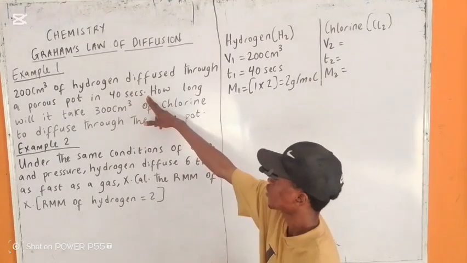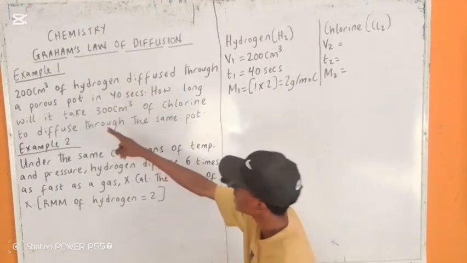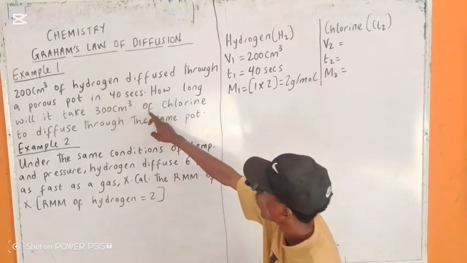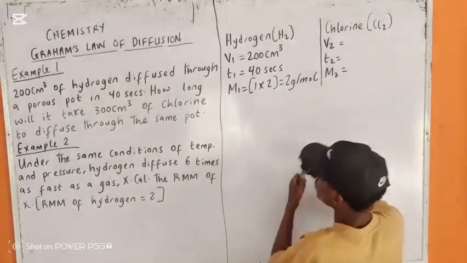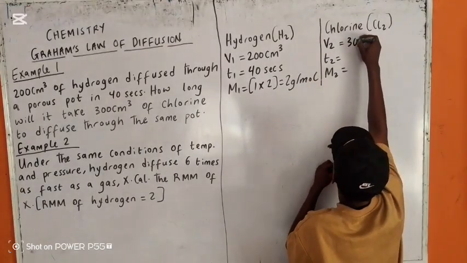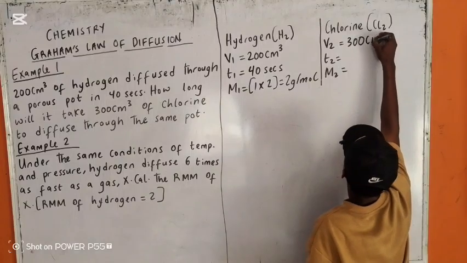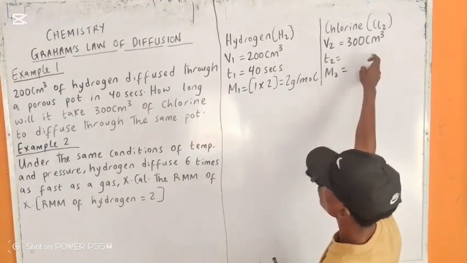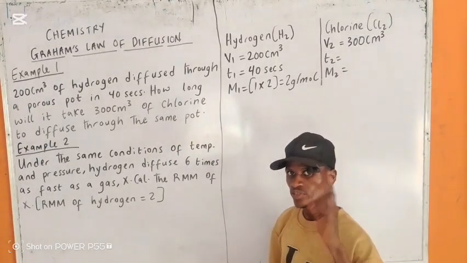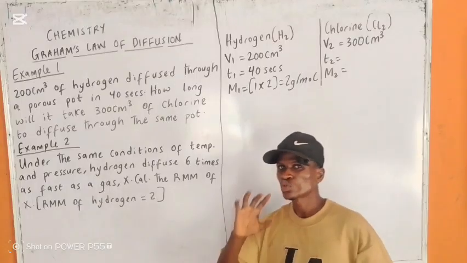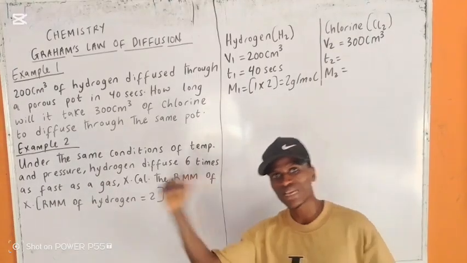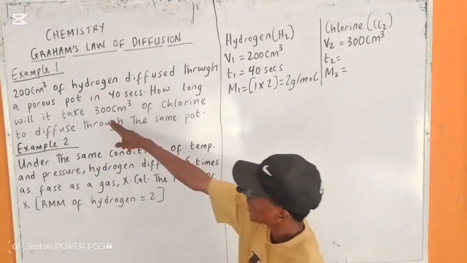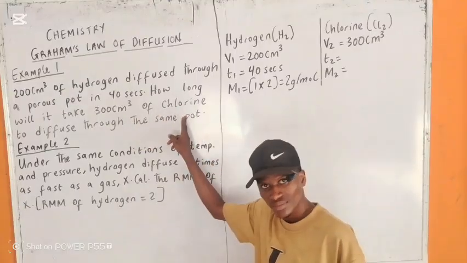So that's for hydrogen. Full stop. How long will it take 300 cm³ of chlorine, of fluorine? So we have 300 cm³ given to chlorine, and we have 200 cm³ given to hydrogen. 200 cm³ of hydrogen. And we have 300 cm³ of chlorine.